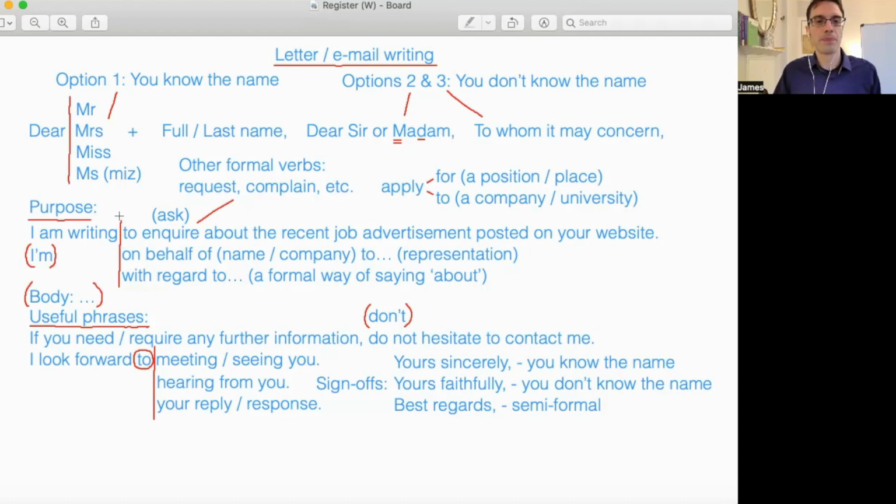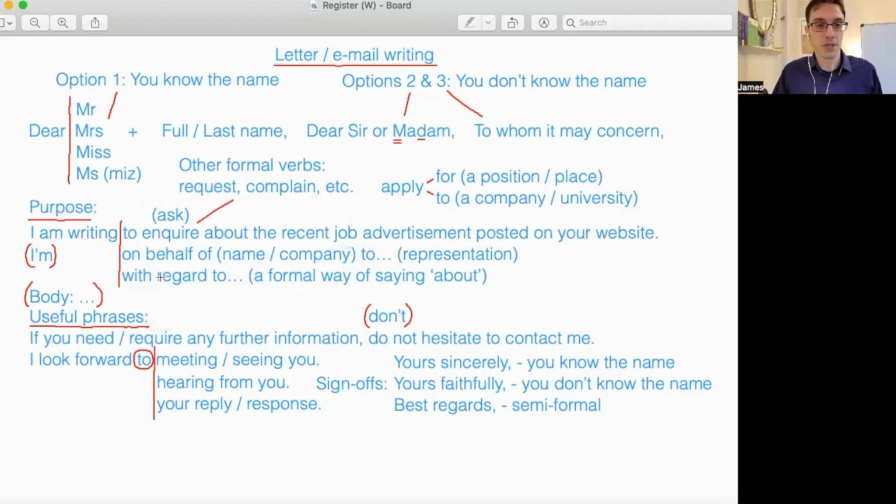So in the first line, I've written "to inquire." Now, you can use any infinitive. You can say, "I am writing to complain," "I am writing to request," or "I am writing to inquire," which is a more formal way of saying "ask." You still need the preposition "about," but then you can finish the sentence accordingly. So, "I am writing to inquire about the recent job advertisement posted on your website." This would be a great way to start that letter in a formal way.